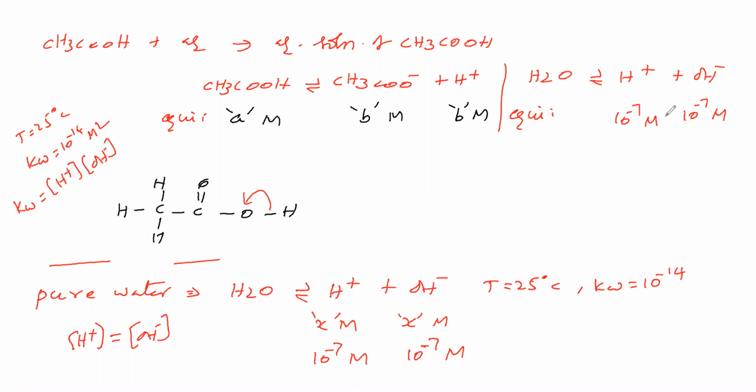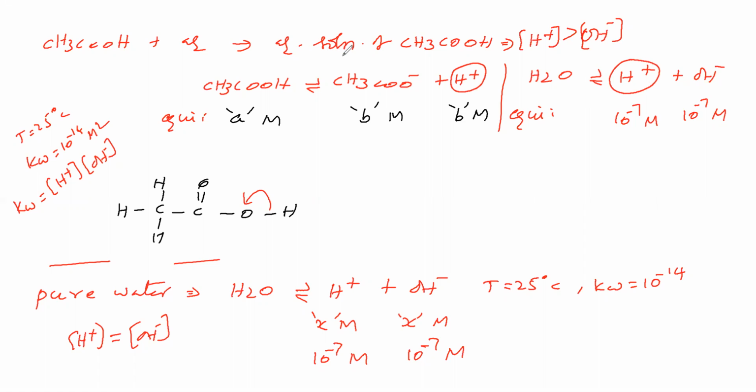What do you think? We should not say. Why should we not say? Because it is an acid. Acid means the concentration of H plus is greater than the concentration of OH minus. Yes or no? So in this aqueous solution of acetic acid, for this equilibrium, the H plus concentration should not remain the same.